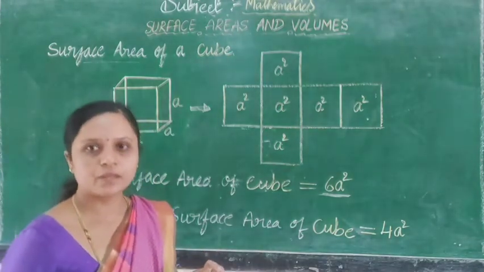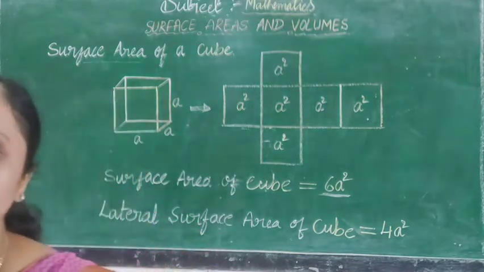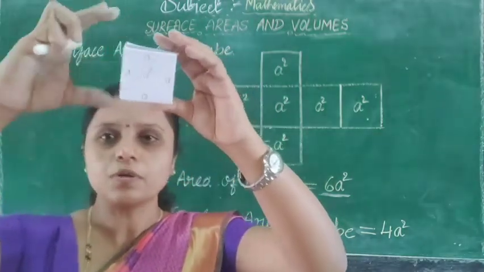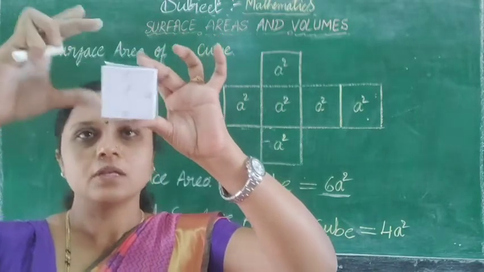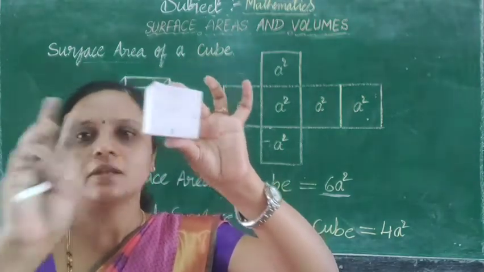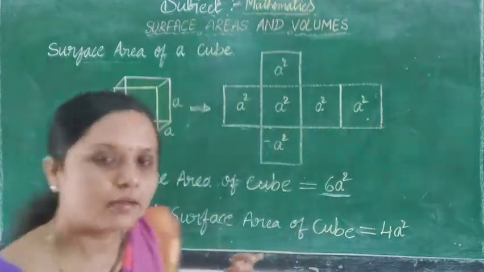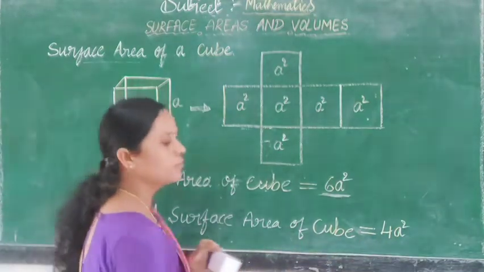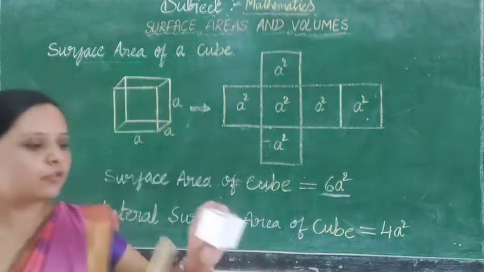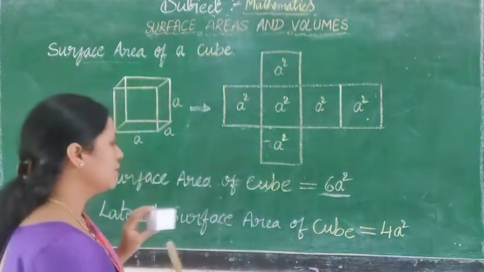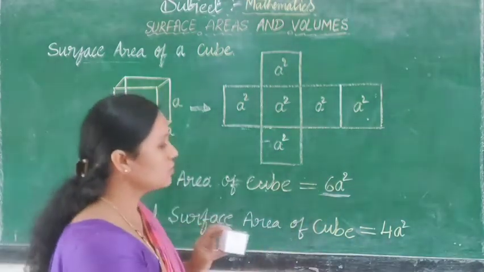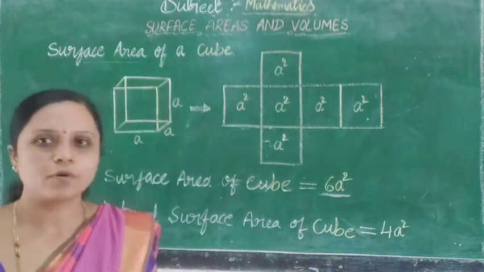6A square. What is the lateral surface area of a cube? When we are finding the lateral surface area, we leave the top and bottom faces, then we count the faces. There are 4 faces. That's why the lateral surface area of a cube is 4A square. Leaving the top and bottom area, the remaining part of the cube is the lateral surface area. The lateral surface area of the cube is 4A square. By using these 2 formulas, we can solve the sums.